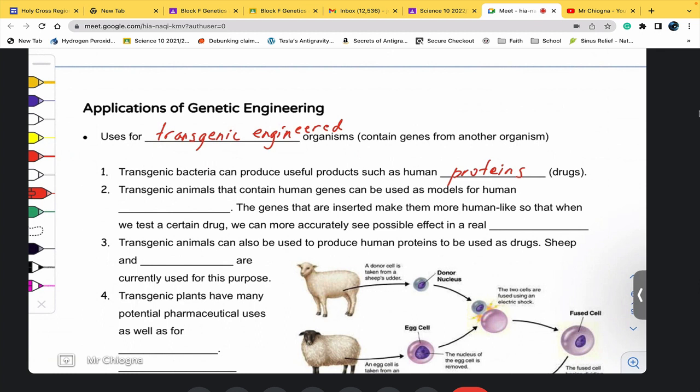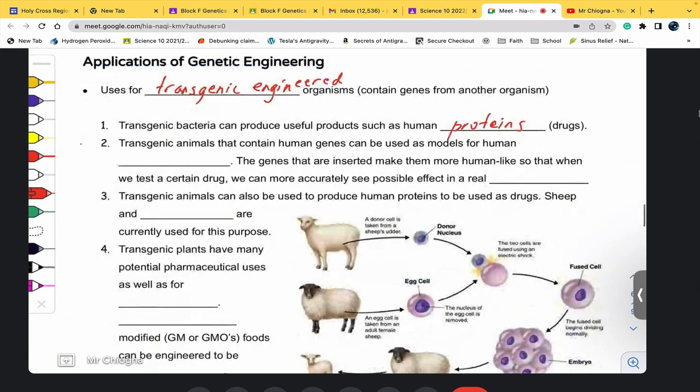Okay? So how can they produce human proteins? Because they contain genes from us. We've actually put some human genes in bacteria, and as a result, they can produce proteins that we need. That's what a transgenic engineered organism is. It's one that contains genes from another organism. Two, transgenic animals that contain human genes can be used as models for human organ systems.